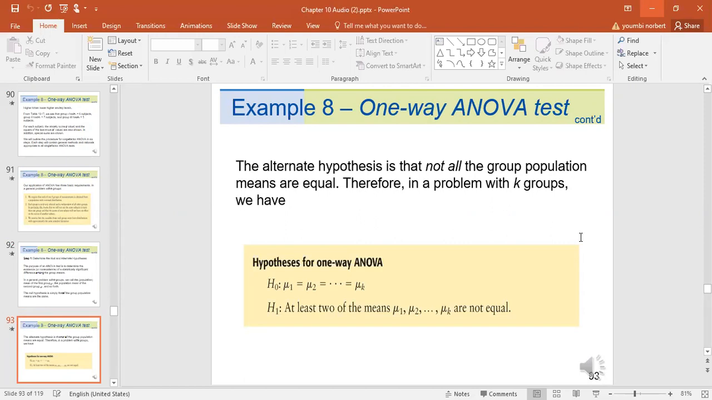Do we get what I'm saying here? We only say at least two of the means are not the same. So it fails because at least two of the means are not the same.